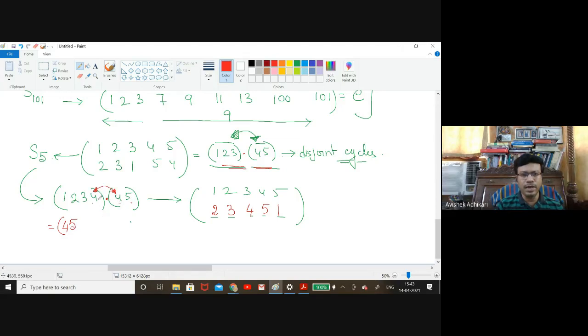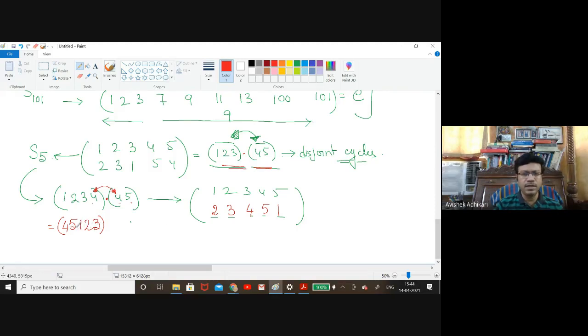Now 5 goes to 4, and here 4 goes to 1. So ultimately 5 goes to 1. Then here 1 goes to 1, and then here 1 goes to 2. So it's 2. Here 2 goes to 2, and then here 2 goes to 3. Here 3 goes to 3, and here 3 goes to 4. That means the cycle is complete. And you can check that you have already exhausted all the elements 1, 2, 3, 4, and 5.